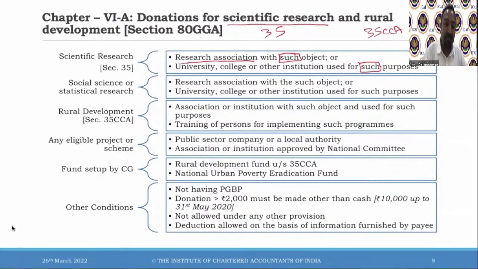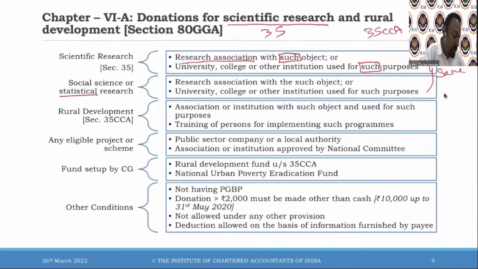This is scientific research. Section 35 also talks about statistical research. Same concept here, just that the object is not only scientific research but also social science or statistical research. So these both are the same. And then you have rural development under section 35CCA. That is what is discussed here in section 35CCA.